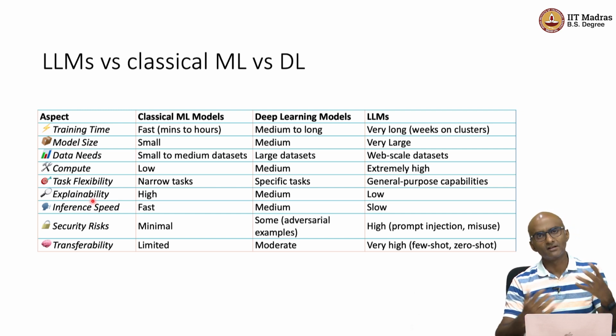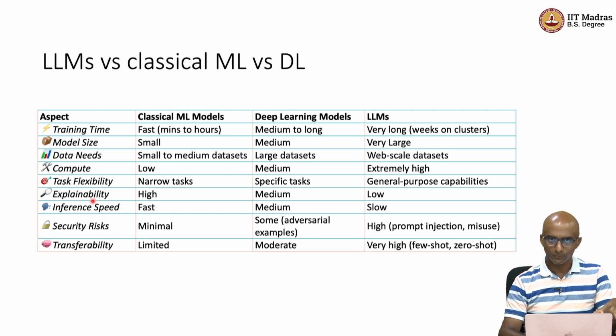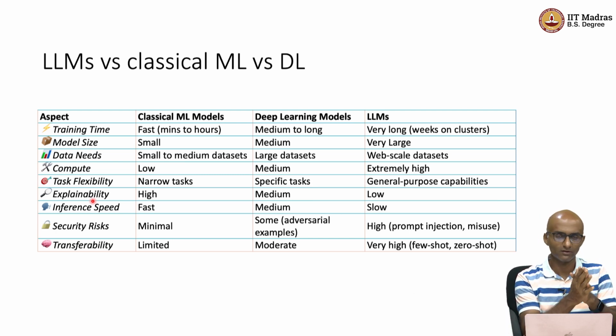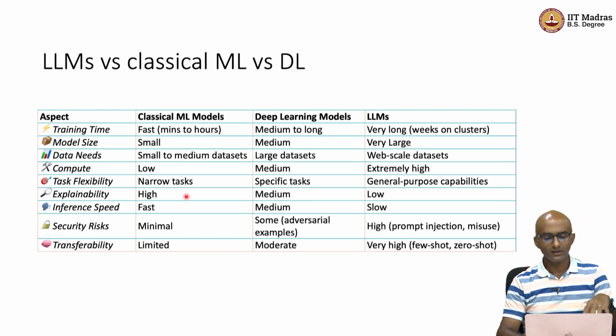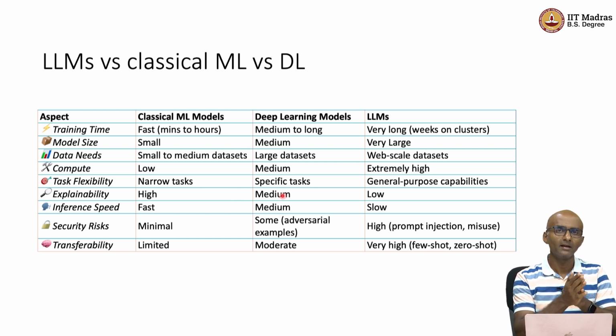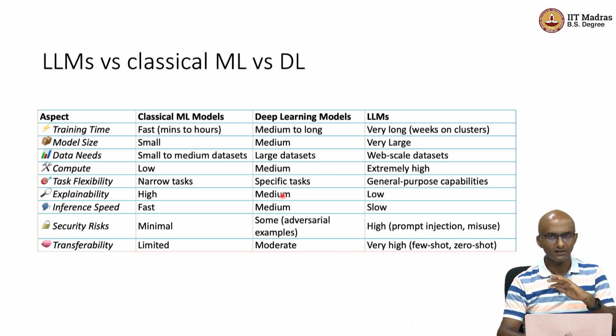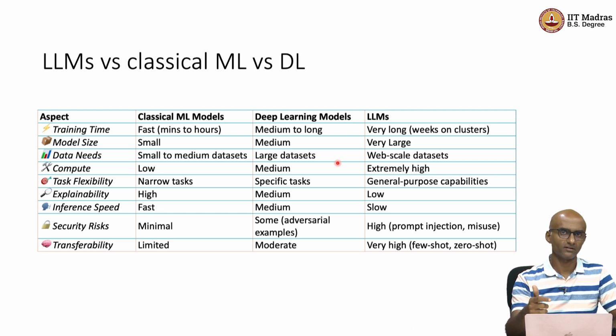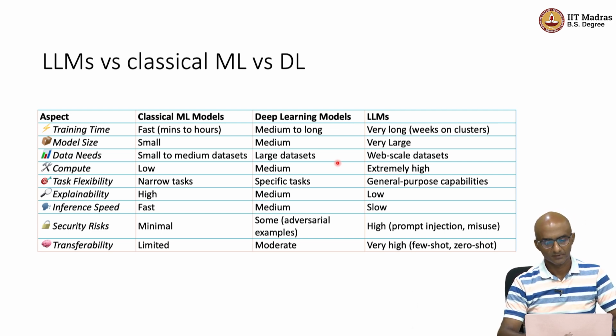Explainability is inverse. Classical ML is a lot more explainable. We can use SHAP. We saw it in last week's lecture, and try to explain why a specific output is happening for a specific sample. Deep learning has lesser explainability. I'm saying medium only as a spectrum choice, right? But in practice, deep learning also has very poor explainability. LLMs have absolutely no explainability beyond just token prediction probabilities.